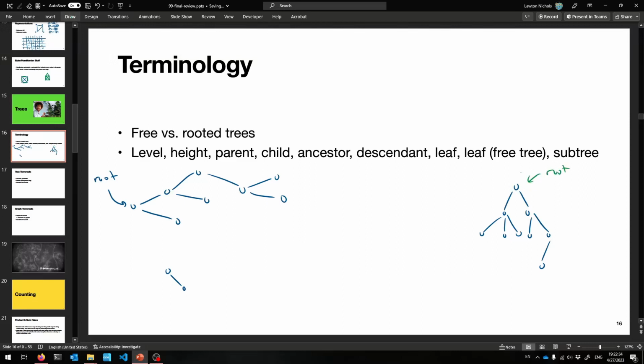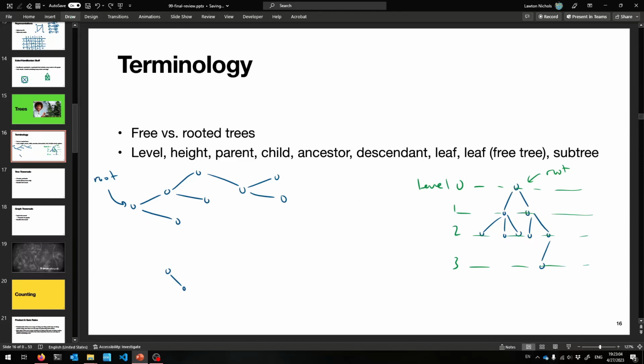Root. And you can talk about levels. This is level 0. It's the distance away from the root. This is level 0. This is level 1. This is level 2. This is level 3. That's all there. You can talk about the height of the tree. That's the maximum level. So the height of the tree is 3. The parent-child relationship, like here's a node. Its parent is the root, and it has 2 children that have it as their parent.